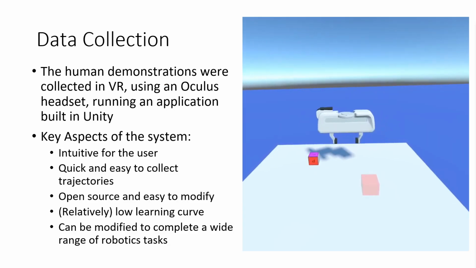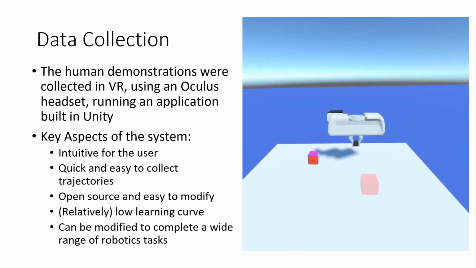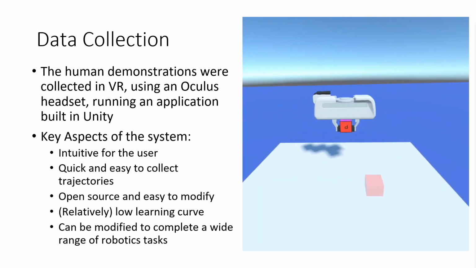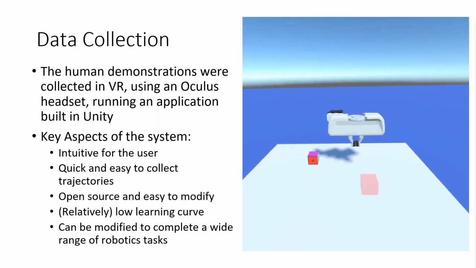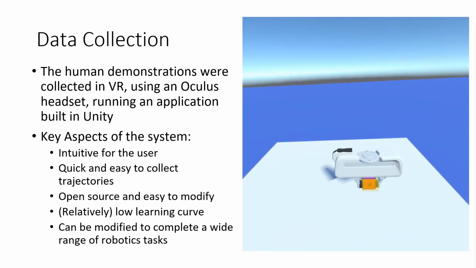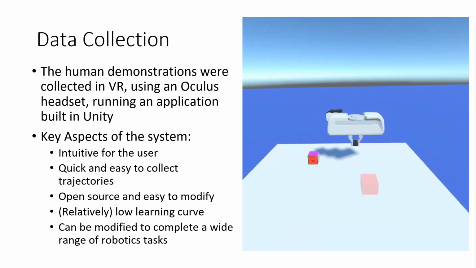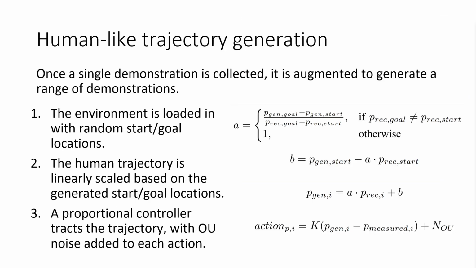The first step in our process is to collect the single human demonstration. To make this as intuitive as possible, the demo is collected in a VR environment. In VR, the user completes the goal task once, using a hand controller to operate a virtual version of the robot gripper. The demonstration is then augmented to generate multiple human-like demonstrations.